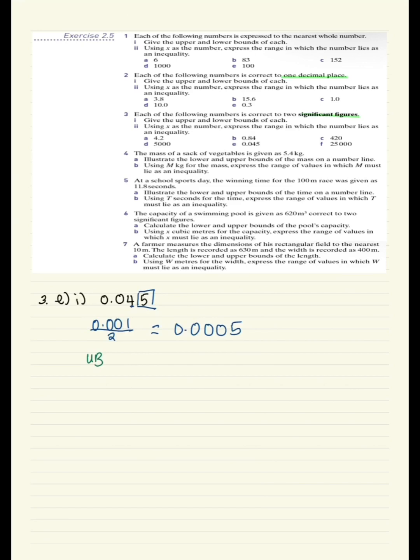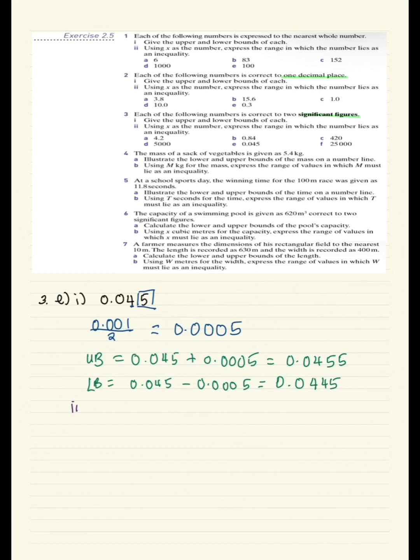To find the upper bound, I'm going to take 0.045 plus 0.0005, which would give me 0.0455. And to find the lower bound, I'm going to take 0.045 minus 0.0005, which would give me 0.0445. Now to express the range in which this number lies, x would be more than or equivalent to 0.0445 and less than 0.0455.